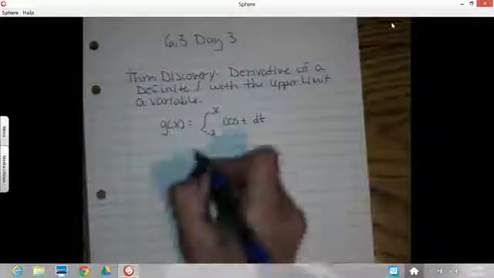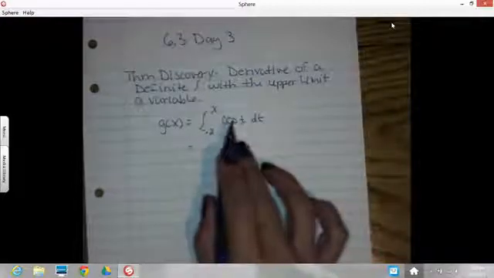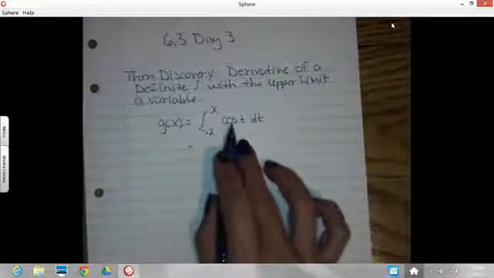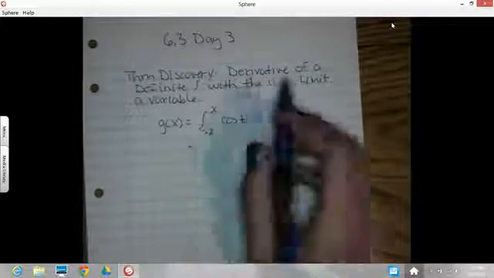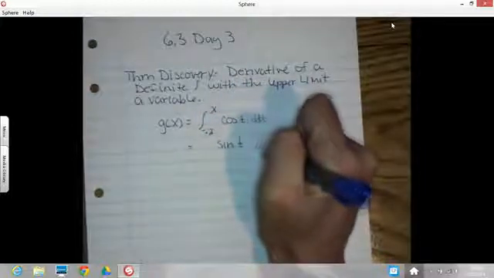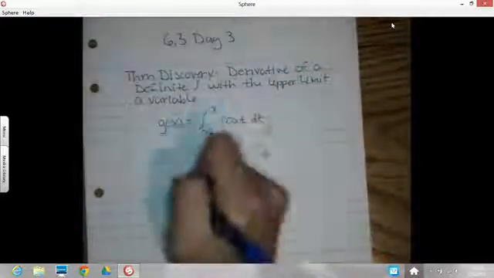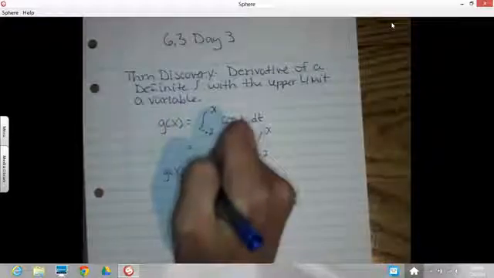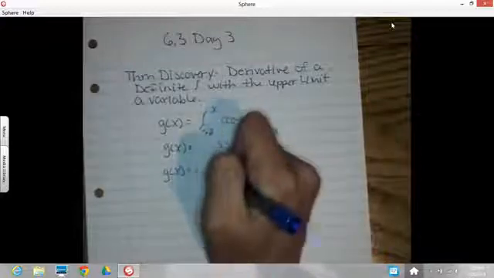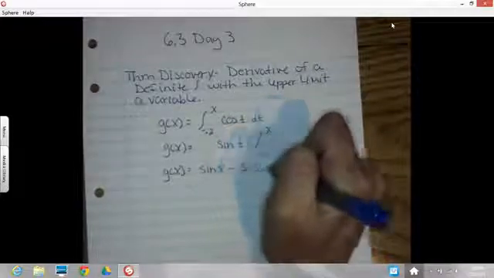Alright, so let's just figure out what function g is, because what we want to do is take the derivative of g when we find it. So we're going to do antiderivative first. So what in the trig world has cosine as its derivative? Well, you know that goes to sine. So it's sine t evaluated from negative 0.2 to x. So when I plug in, this is my function g of x. G of x equals the sine of x minus the sine of negative 0.2.